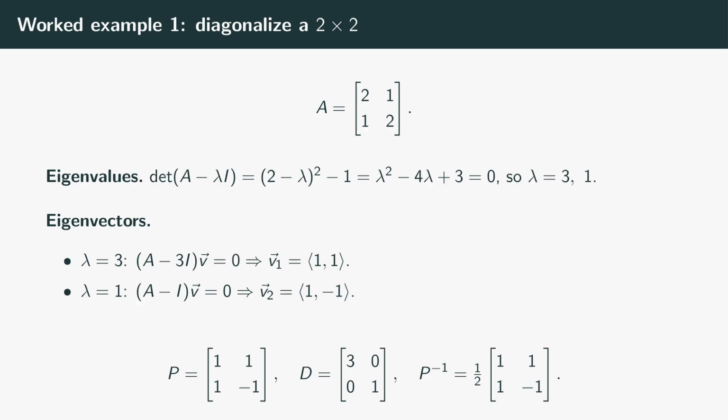Now the eigenvectors. For lambda equals 3, solving A minus 3 times the identity times v equals 0 gives the vector 1, 1. For lambda equals 1, solving the corresponding system gives the vector 1, negative 1. Stack the eigenvectors as columns to get P. First column 1, 1, second column 1, negative 1. The diagonal matrix D carries the eigenvalues in the matching order, 3 then 1. And P inverse, for this symmetric P, is 1/2 times the same array of entries. We now have the full factorization.